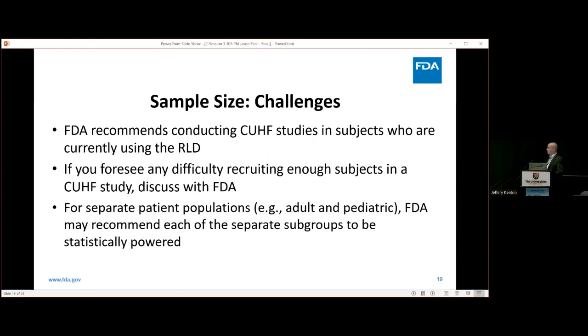So, some challenges that we recognize: we recommend conducting CUHF studies in subjects who are currently using the RLD, but we also understand that there may be challenges with recruiting enough subjects for that study. And so we'd encourage discussion with the FDA if you expect that that's going to be the case. And then for separate patient populations, for example, adult and pediatric patients, we may recommend separate subgroups to be statistically powered.